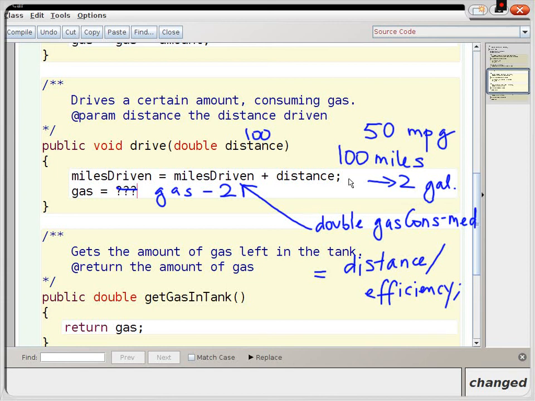And now over here I said gas equals gas minus 2. Well, that only works if I consume 2 gallons. But what is it in general? Gas minus distance divided by efficiency. Okay. Or if I use my nifty new variable, gas consumed. So it would be gas equals gas minus gas consumed.